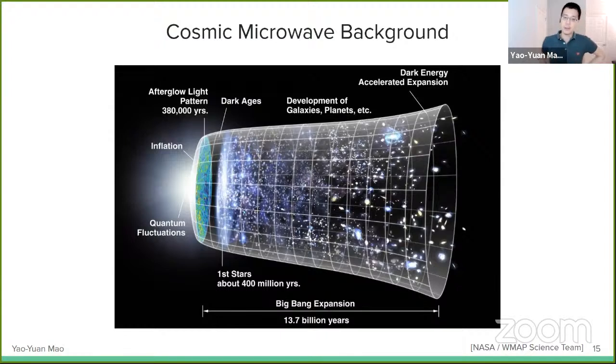Yeah, another evidence comes from something called the cosmic microwave background. This is the light from the very early universe. You are looking at an illustration of the history of the universe, starting from the Big Bang, and then inflation happens. And then the first stars formed about 400 million years after, and then gradually the galaxies start to form.